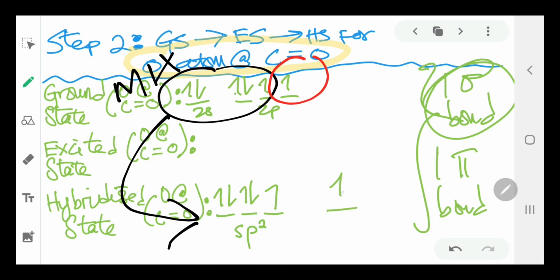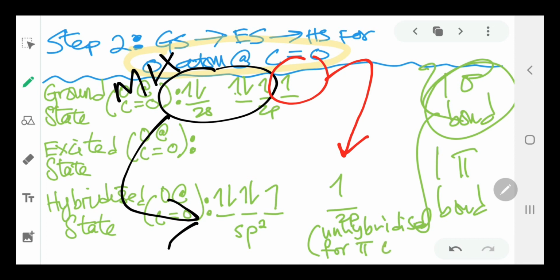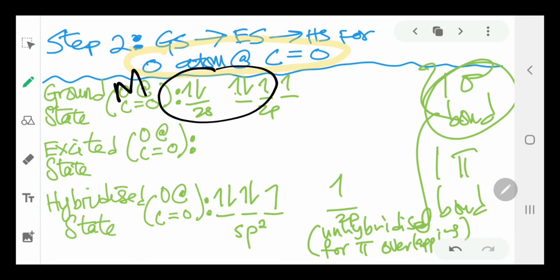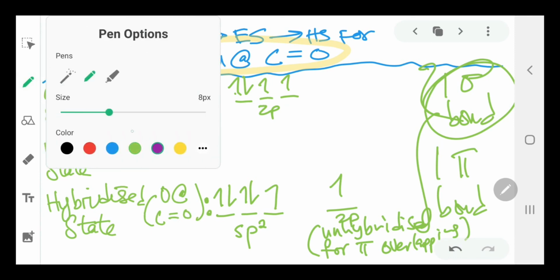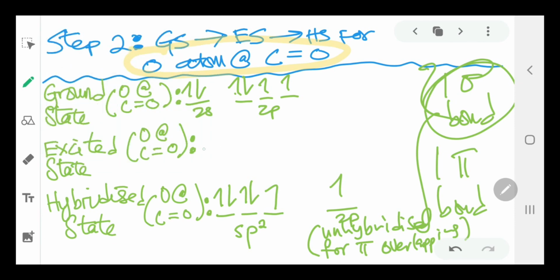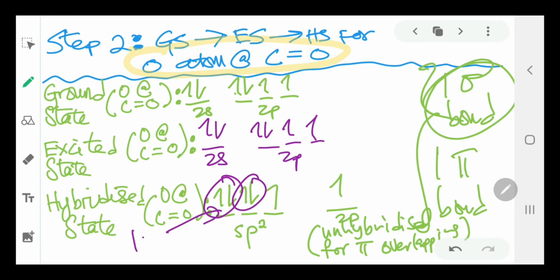And you have one 2p unhybridized for pi overlapping. So don't forget this one; you just need to copy that one. You don't have to excite anything. Remember, those two are the lone pairs, and this one is going to be doing the pi overlapping.